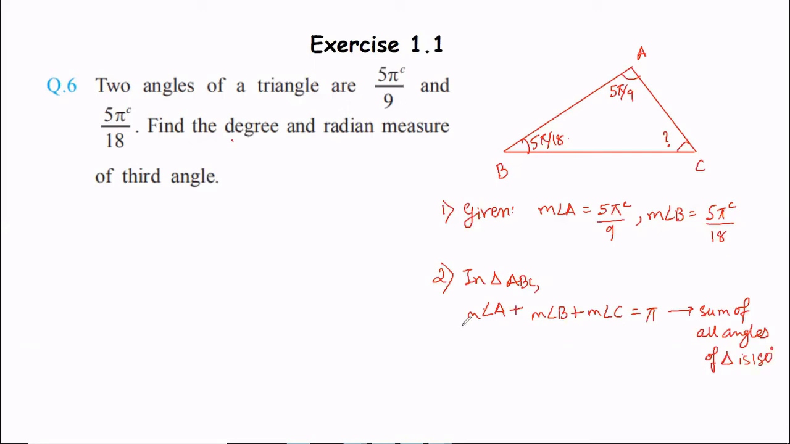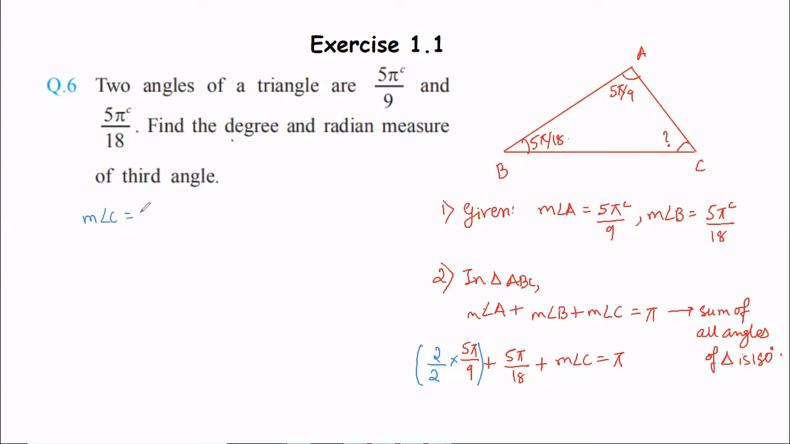All right. So measure angle A plus measure angle B plus measure angle C equals pi. Now substituting the values, 5 pi by 9 plus 5 pi by 18 plus measure angle C is equal to pi. Now let's add them. We will use a bit of LCM over here. We will multiply with 2 by 2 for angle A. So the base is same. We get the base as 18.